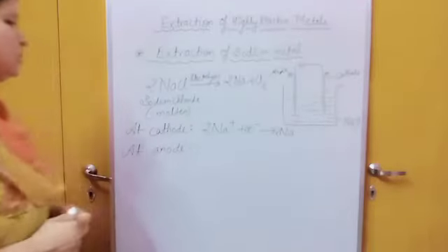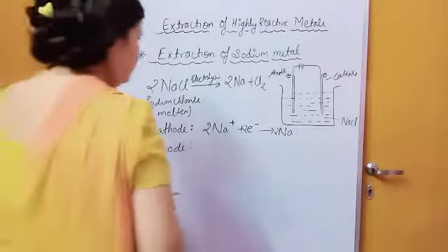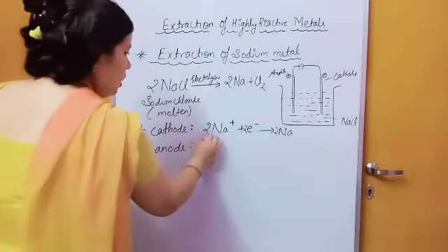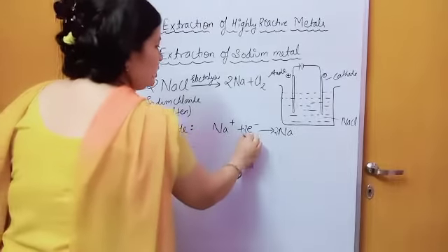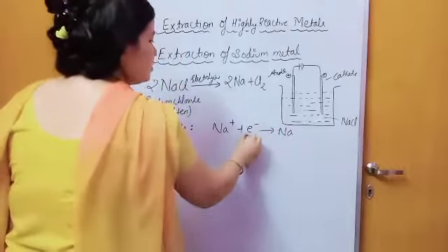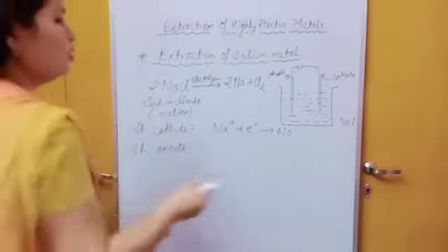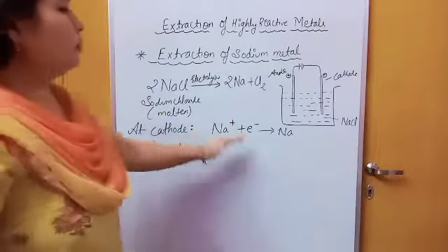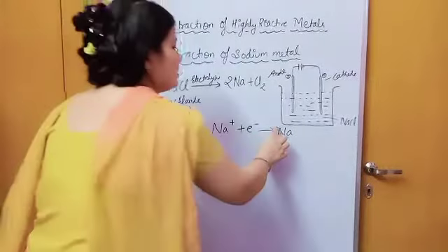Okay, now just see, next one is, we'll do one thing, I'll tell you how to balance this equation in ionic form also. This one is extra for you, but still this one is important, so I'll tell you how to balance. So simple, you can write this thing, that Na positive plus 1 electron becomes Na.